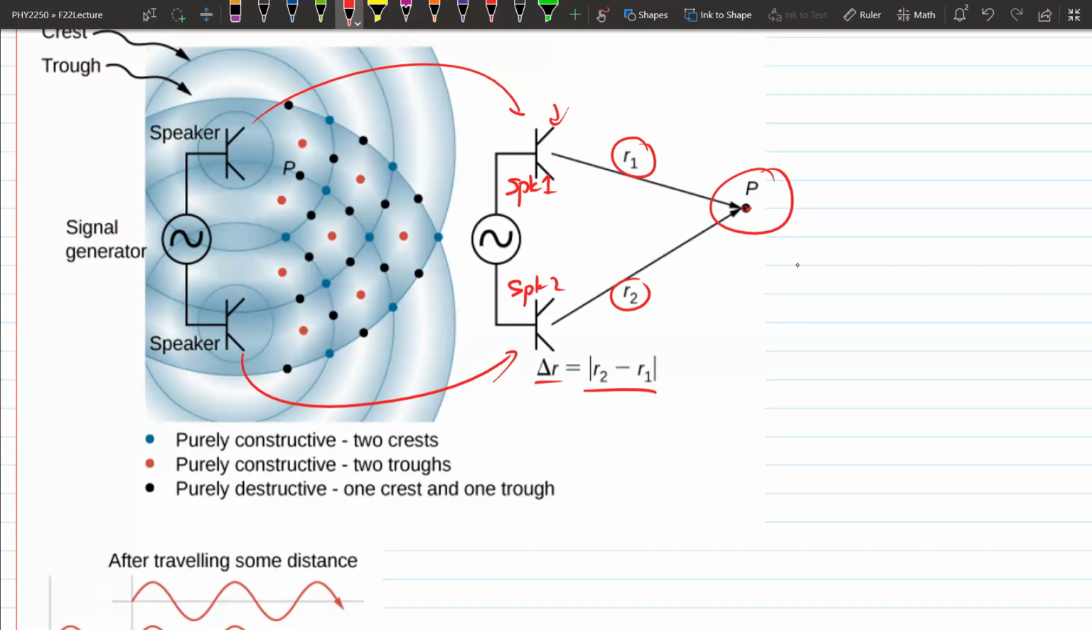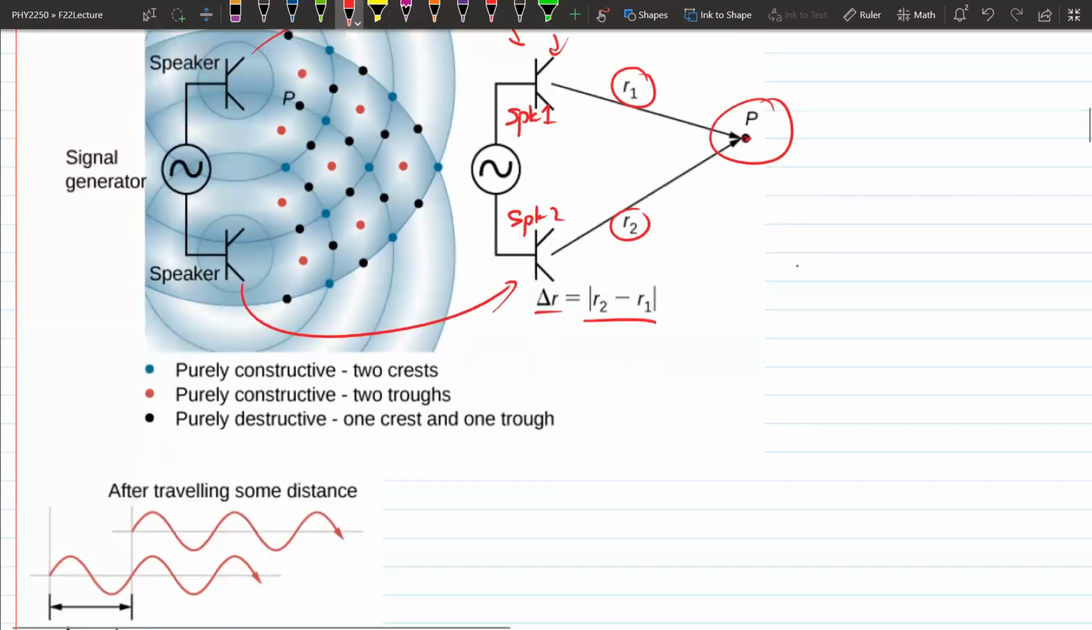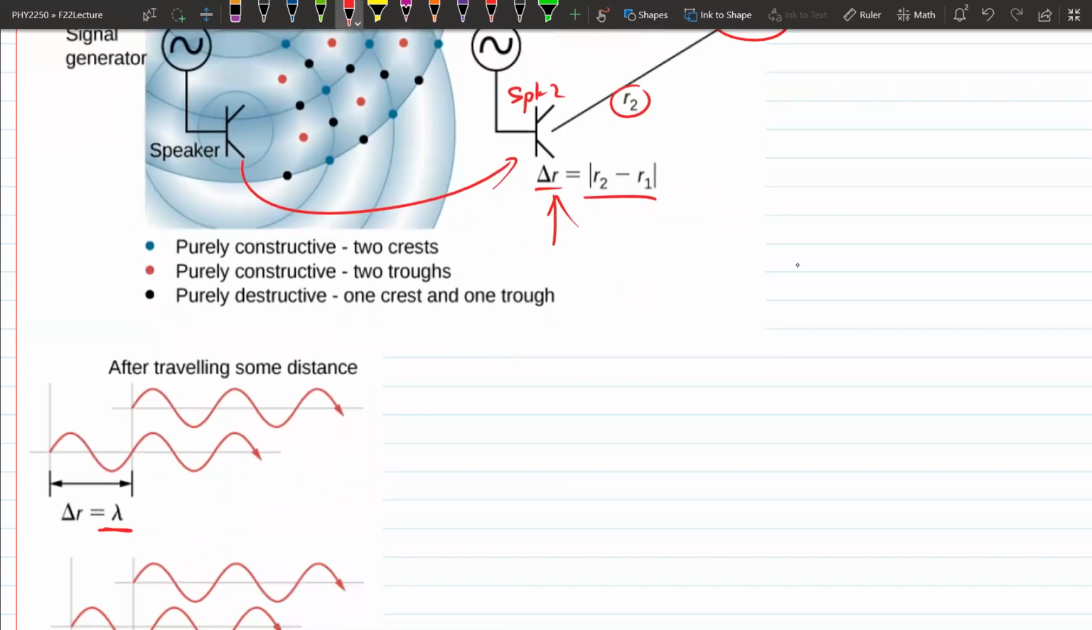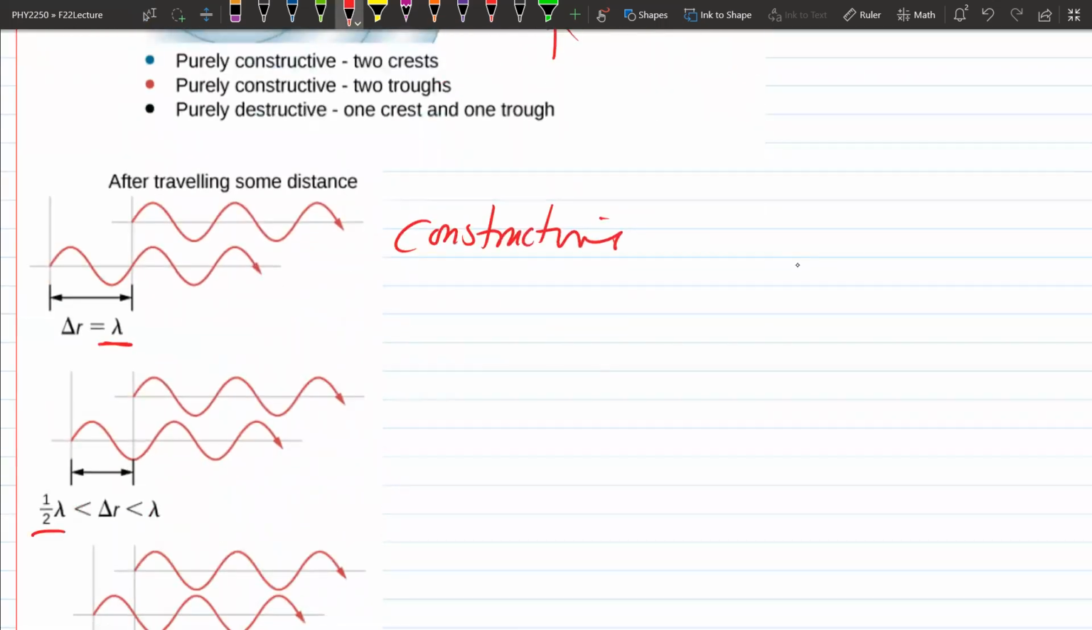That's just us trying to figure out the difference in distance that the wave had to travel. And remember, if the difference in distance between them is some multiple of the wavelength of the sound, you get constructive interference. But if they are half a wavelength apart, meaning one is going to a peak while the other is going to a trough, so they're half a wavelength out of phase with each other, then you get complete destructive interference.